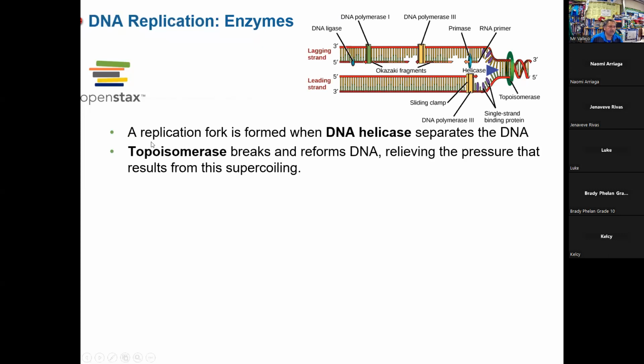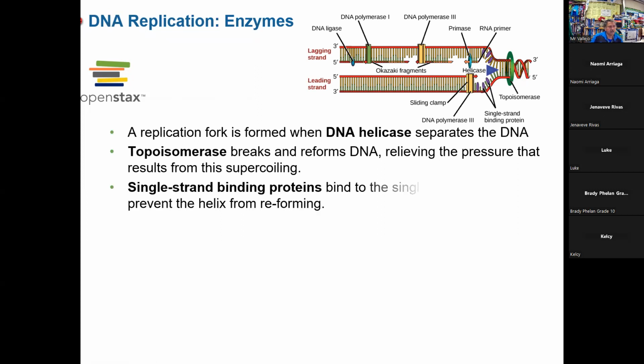And this happens also because topoisomerase breaks and reforms the DNA, so it doesn't keep spinning. There are single strand binding proteins right here that hold it open. Although you've untwisted it, it has a tendency to twist back into its helix. These single-stranded binding proteins bind where the DNA is single-stranded and hold it in that orientation. Then there's an RNA primer, and the primer makes it so that the enzymes can stick to it.